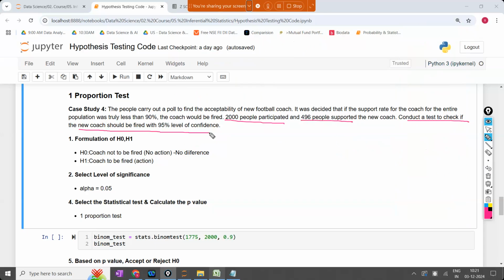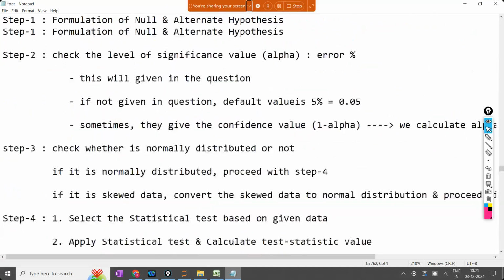Conduct the test of whether the new coach should be supported, with 95% confidence. What does 95% confidence mean? What is the alpha value? 0.05 or 5%. Right?